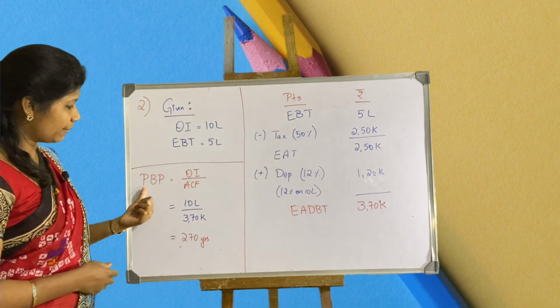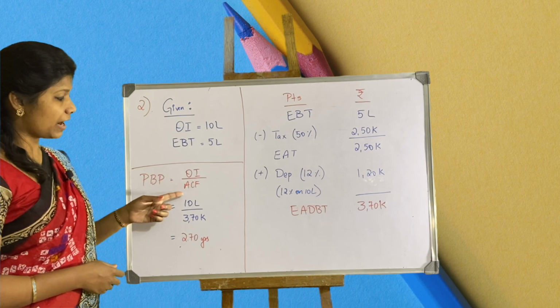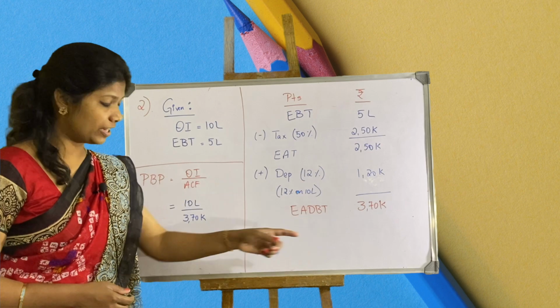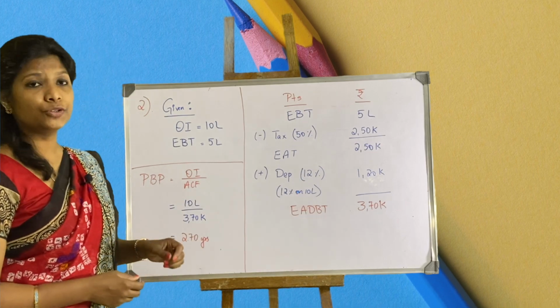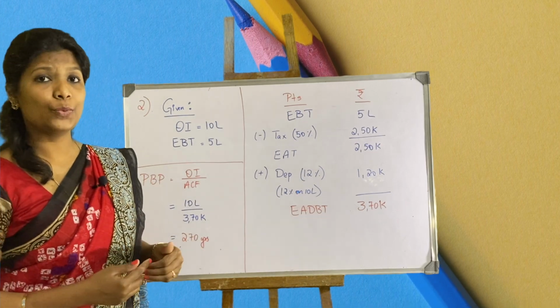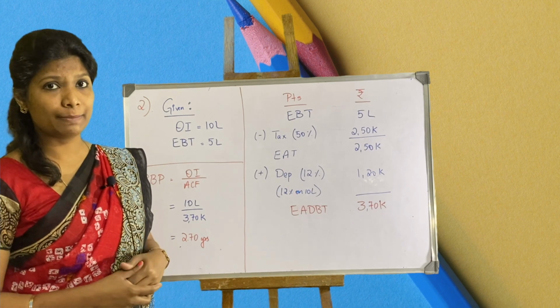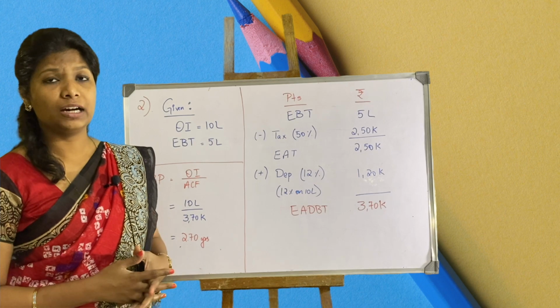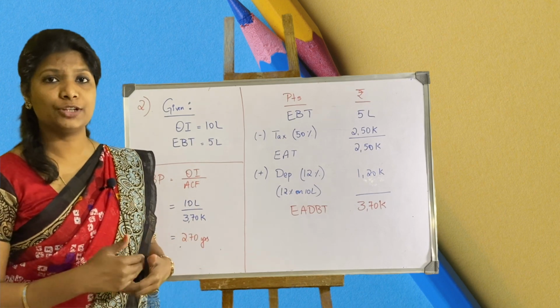So here, coming back to the formula, original investment divided by annual cash flows, 10 lakh divided by 3,70,000 arrive at answer 2.7 years. So how long will it take my original investment to come back or recover? 2.7 years, almost 3 years is the time taken for the investment to be recovered.